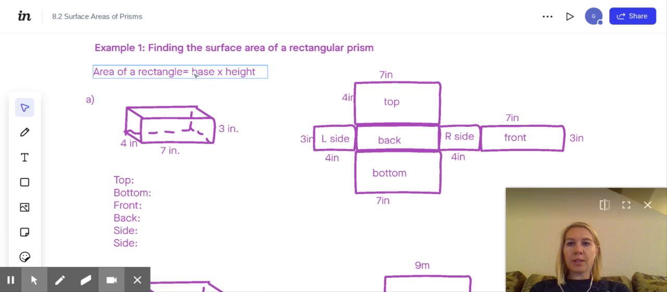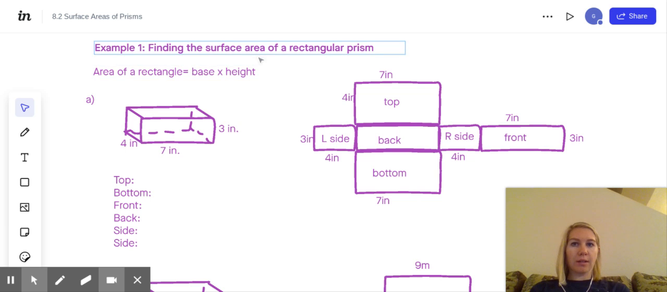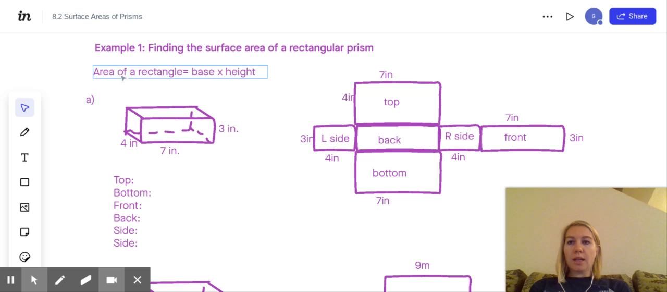Okay, let's go over example 1, which is finding the surface area of a rectangular prism. And let's remember that the area of a rectangle, to find the area of one rectangle, is the base times the height. Okay, so here's our rectangular prism, and then here's the net of that same rectangular prism. And I've labeled each side, the top and the bottom, and the dimensions too.